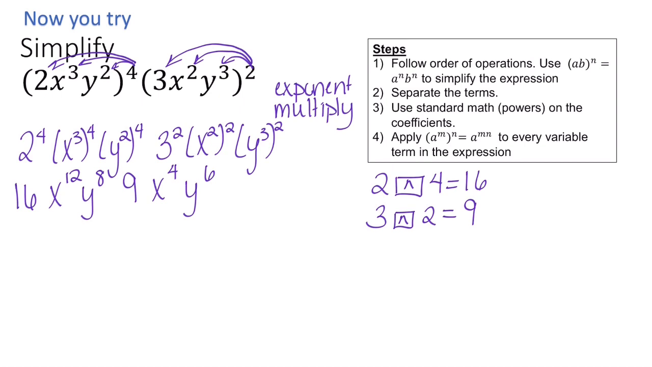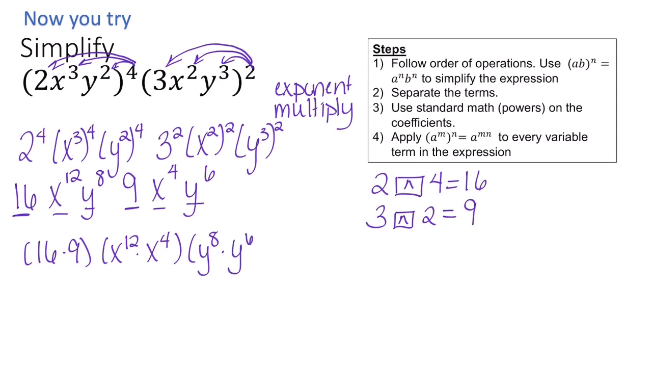Okay, so now we've taken care of the exponents. We're going to multiply everything together. So when we multiply, we're going to pull out the coefficients first. So I'm going to pull out that 16 and 9, because those are just going to get multiplied together with like regular math operations. Then I'm going to put together the variables. So I have x to the 12th, and then times x to the 4th. And then I have y to the 8th times y to the 6th.